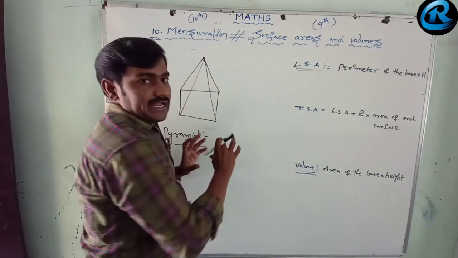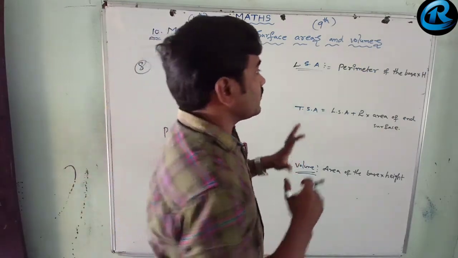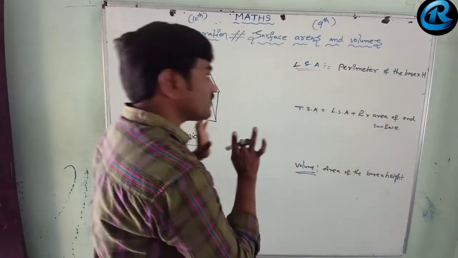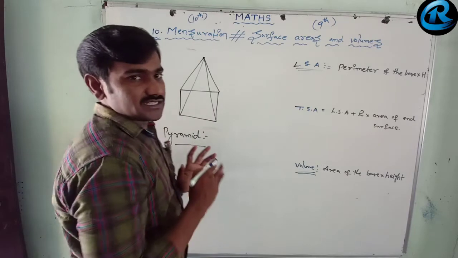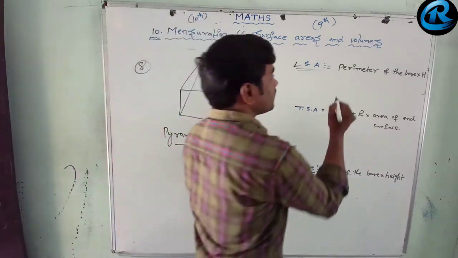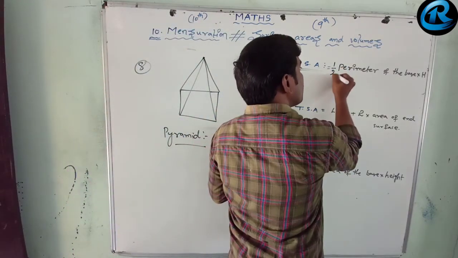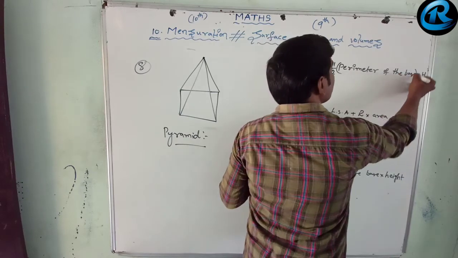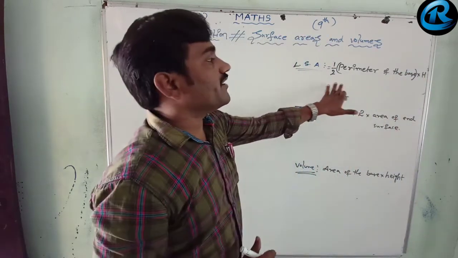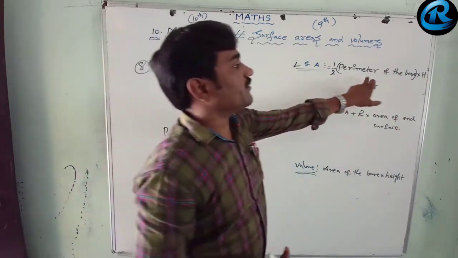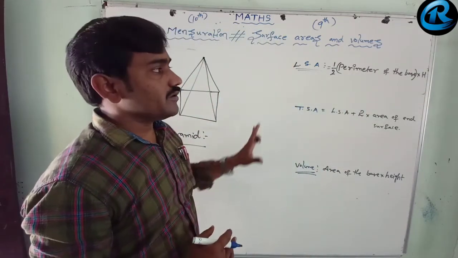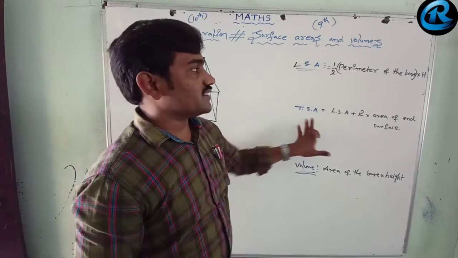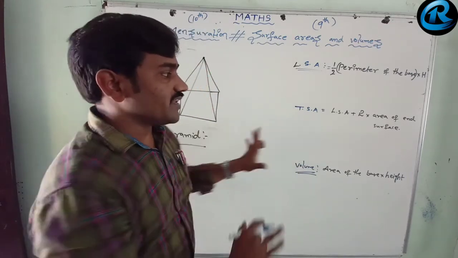The lateral surface area of the pyramid will be similar, but there will be a little change, because the lateral surface area will have triangles here. So we do the same thing here. We get 1 by 2, half of the perimeter of the base into height, half of the perimeter of the base into height. And the total surface area formula will be like that only.